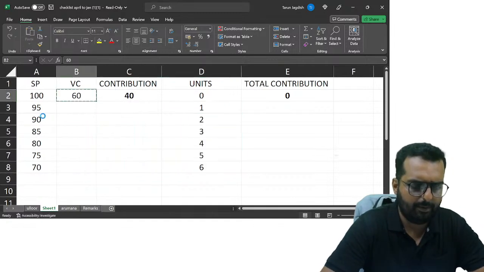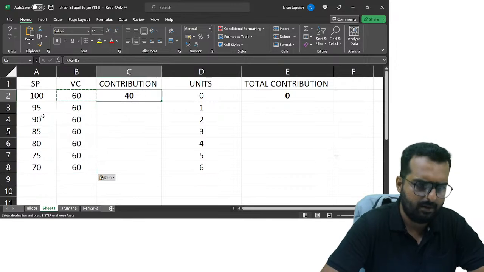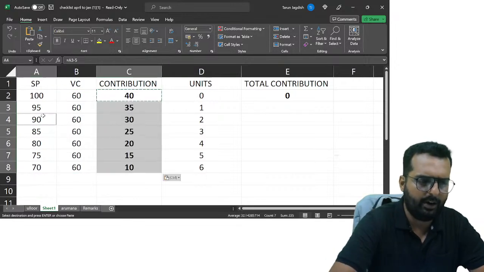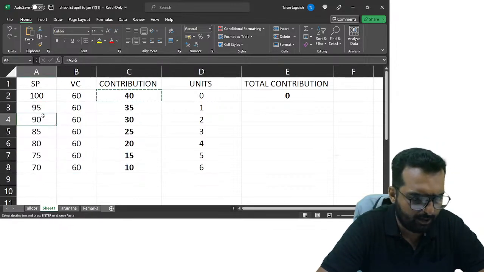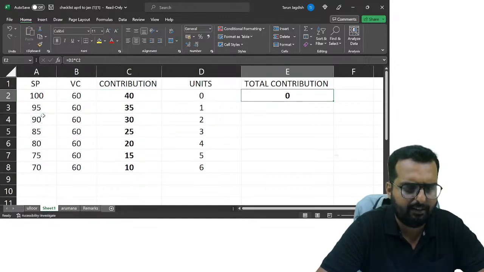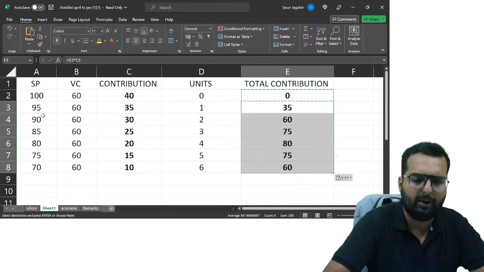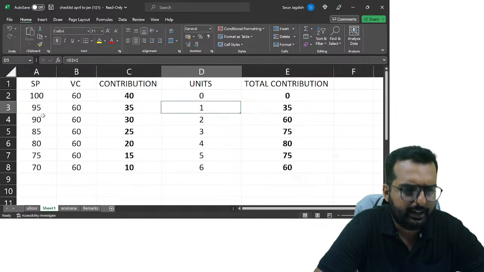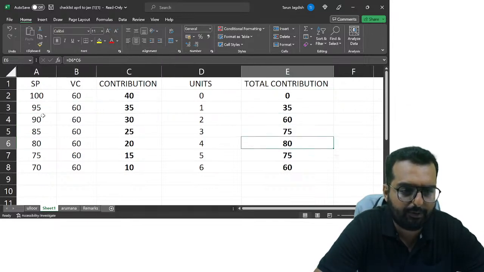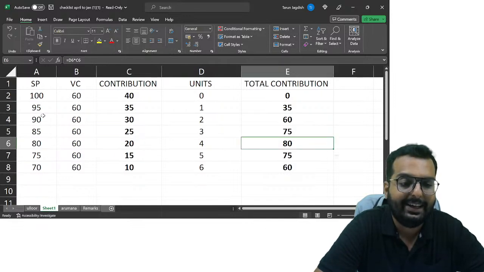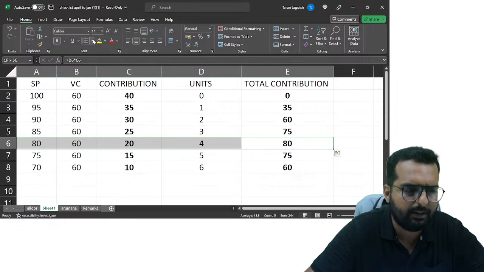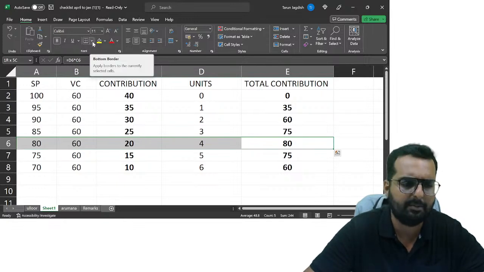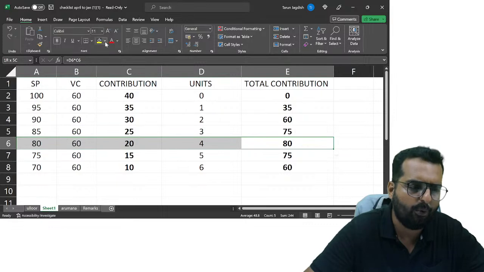Now, variable cost will remain the same and my contribution per unit will keep on decreasing. But the advantage I will get is that total contribution will keep on increasing. Am I right? Do you see that here it becomes 35, then it becomes 60, 75. At 4 units, you get the answer as 80. Then it comes down to 75, 60. So, using my common sense method, the area where you have maximum contribution is at 4 units.